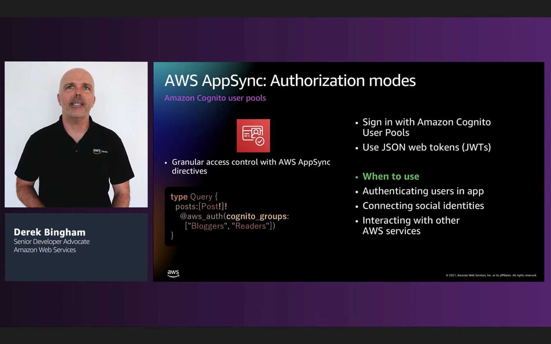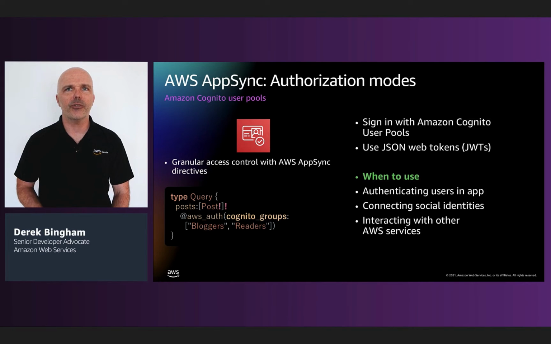Next, let's look at the Cognito user pools. This is a great tool to use if you have an application where users are signing into the app with the Cognito user pool, and then using JSON Web Tokens or JWTs that they receive from Cognito user pool as a reply, then you can gain access to the API. So a great mode to use if you're using an authenticated user inside an app.